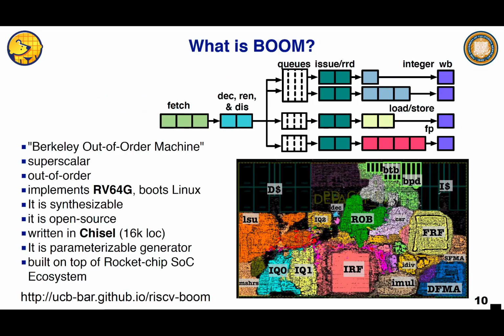So what is Boom? This is our Berkeley Out-of-Order Machine, superscalar, out-of-order. It implements the RV64G RISC-V ISA. That is the general purpose ISA that does not include the compressed extension right now, but it does boot Linux. It's open source, about 16,000 lines of Chisel for this core. And it is a parameterizable generator, so you can change things like how many ALUs you have, and the widths and sizes of different things.